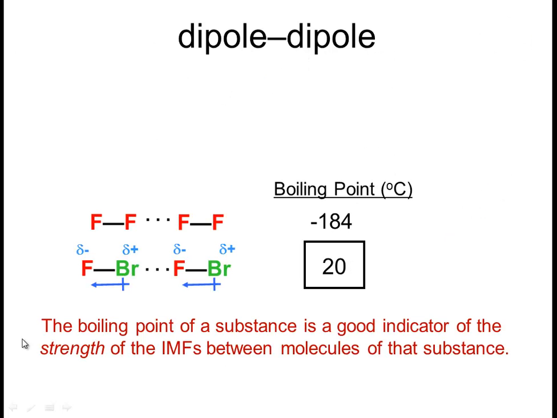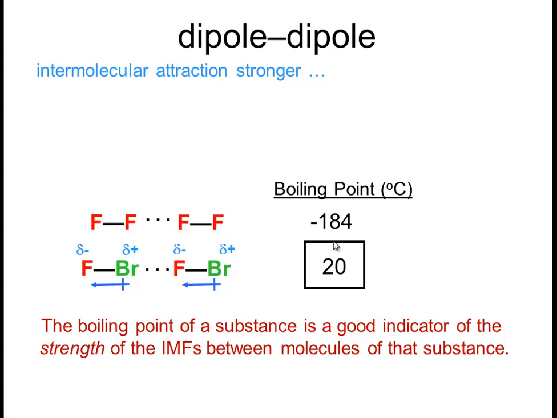Just to summarize here, what you need to know is that the boiling point of a substance is a really good indicator of the strength of the intermolecular forces between molecules. So the stronger the intermolecular attraction between molecules, in general, the higher the boiling point is going to be. And this is just a final summary of this concept.